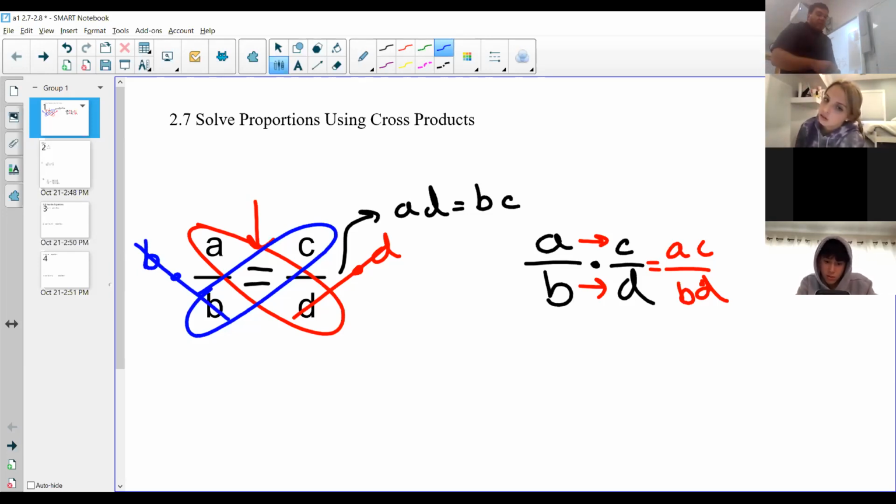No, straight multiplication only occurs when it's multiplied in between the fractions, like on the right. Cross multiplication is what you use when it's equal. So it's a fraction equals another fraction. So they're two different methods for two different scenarios.